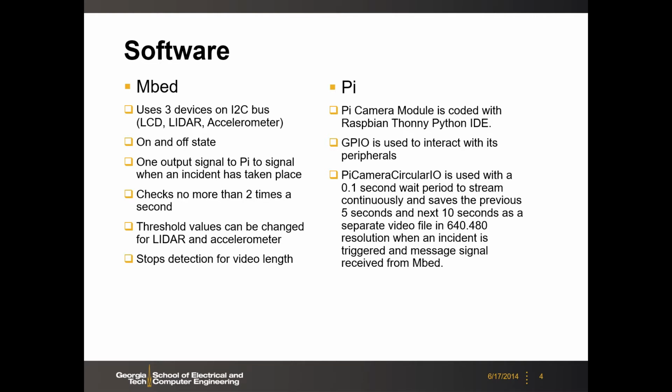On the Pi side, the camera module is coded with the Raspberry Pi Python IDE. A GPIO pin is used to interact with the Mbed and signal when to record. The Pi software overall records continuously, and whenever it's signaled, it will save the last 5 seconds and then the next 10 seconds into a separate video file with 640 by 480 resolution.